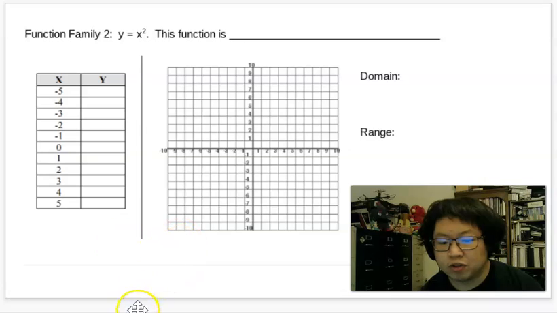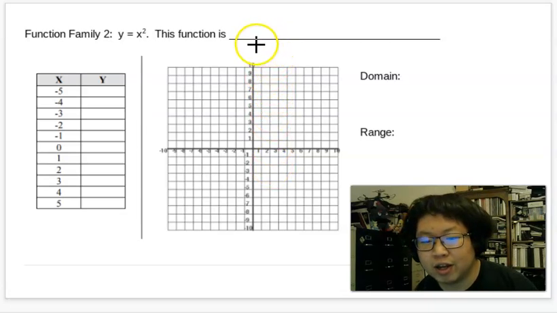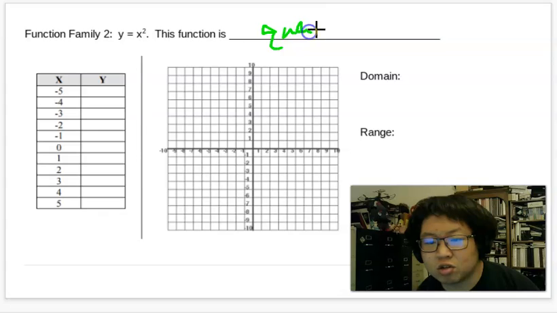All right, so for this one, we're looking at y equals x squared. You've probably worked with this one as well. You maybe even remember the name for it. The name is quadratic.